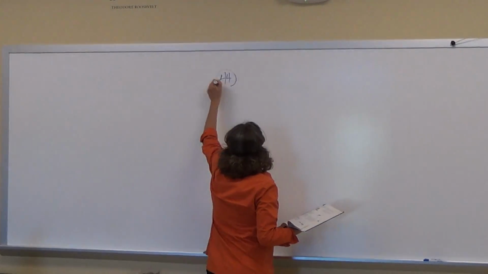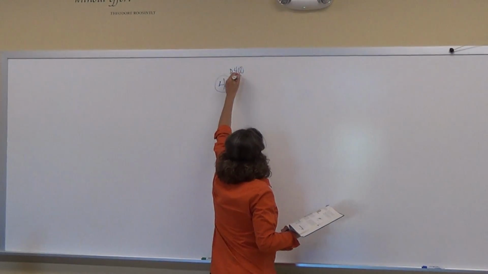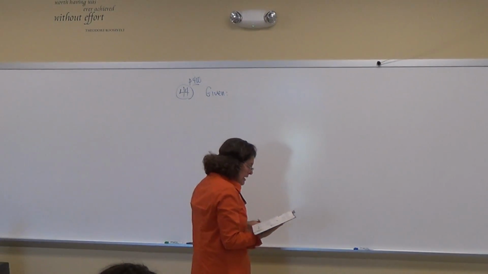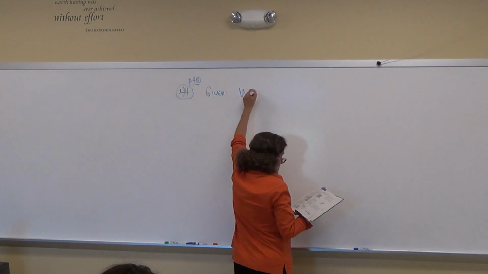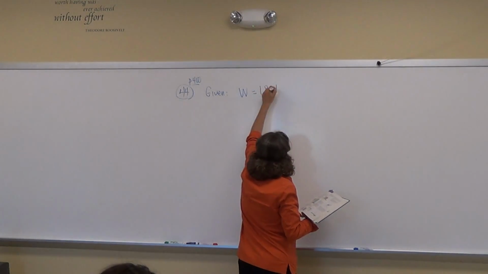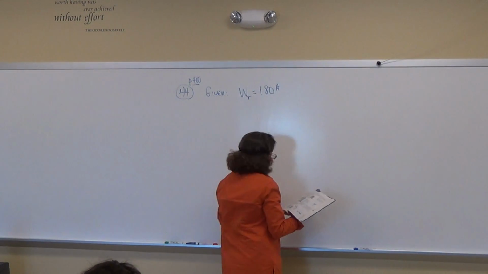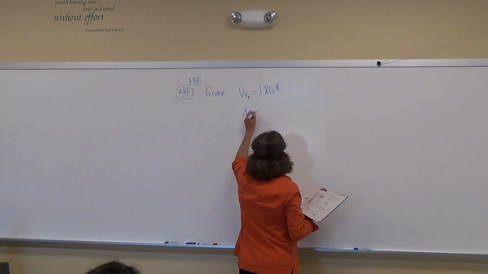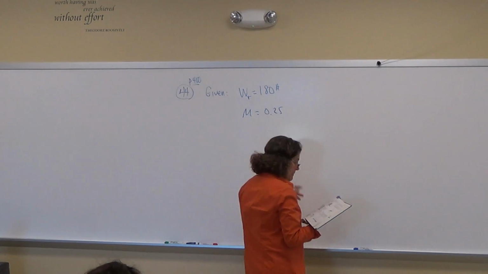Problem 4, page 400. Given: the refrigerator has a weight of 180 pounds, so let's call it W_R. And it rests on a tile floor where mu is 0.25.